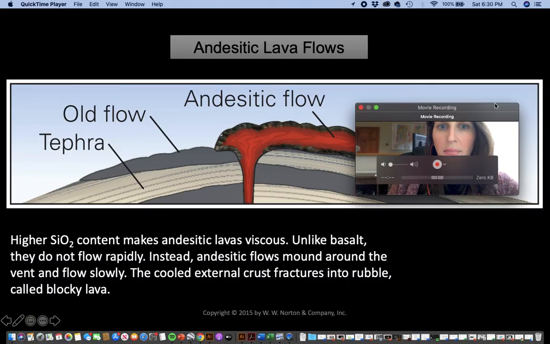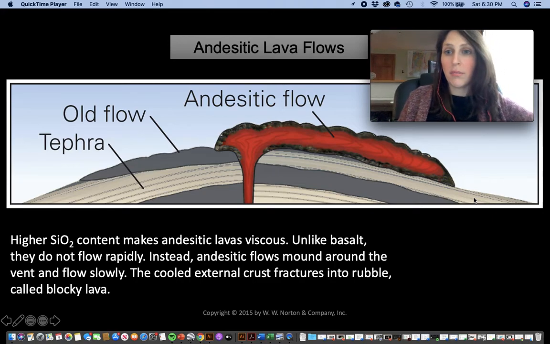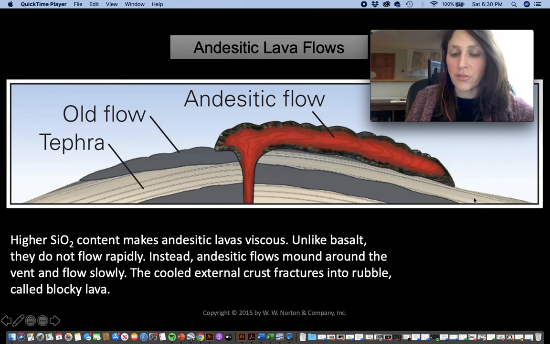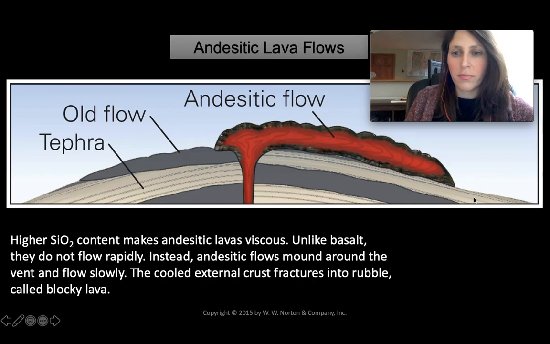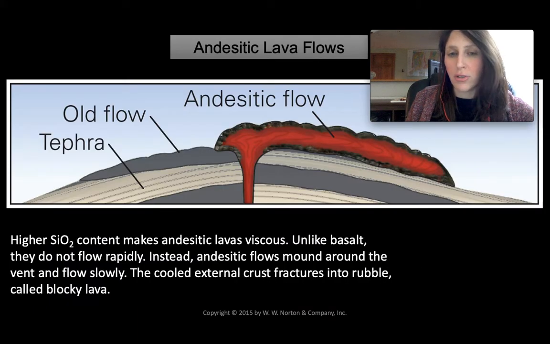Again, andesitic lava flows will flow a little bit, but not as much, and it'll be really centered around the source of the volcano. Same thing with rhyolitic flows. Any flow that you have with these two types of lava is going to be generally pretty close to the actual volcano.